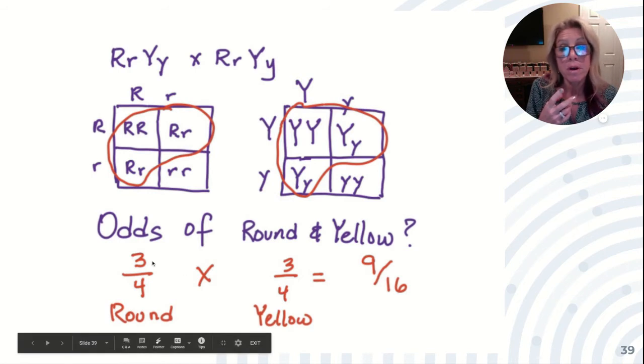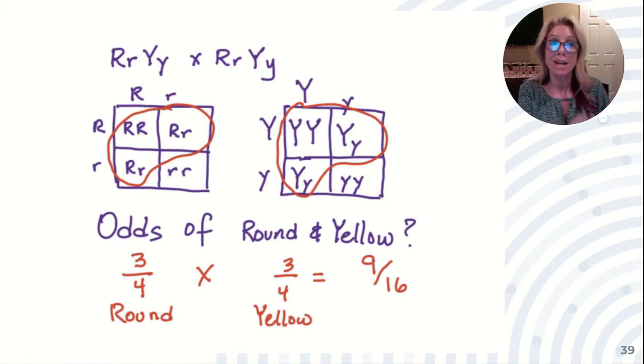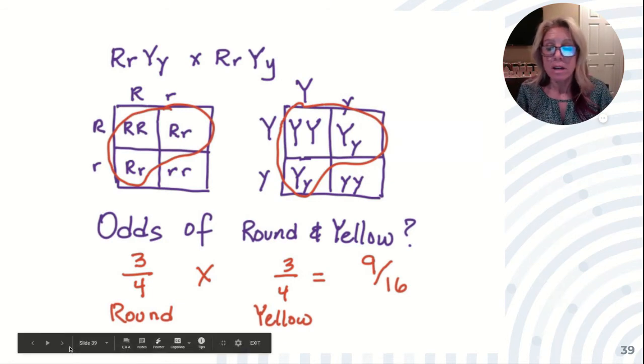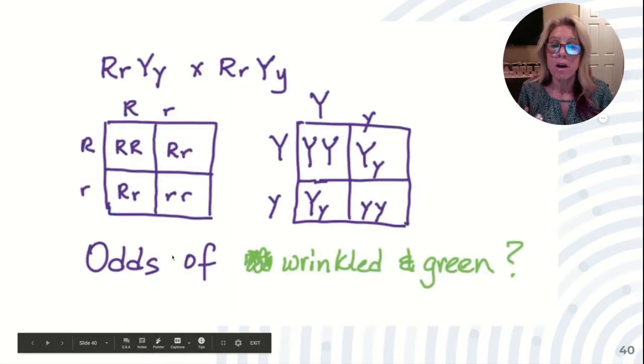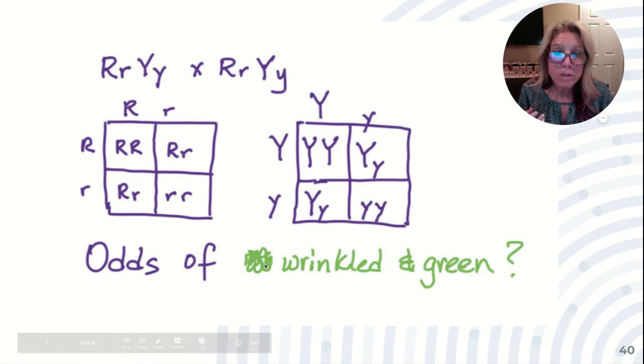In our product rule, 3 times 3 is 9, 4 times 4 is 16. I would predict 9 out of 16 would then be round and yellow, right? And then let's go again. Let's do another one. What are the odds of being wrinkled and green?